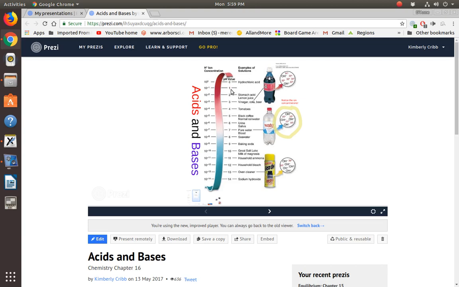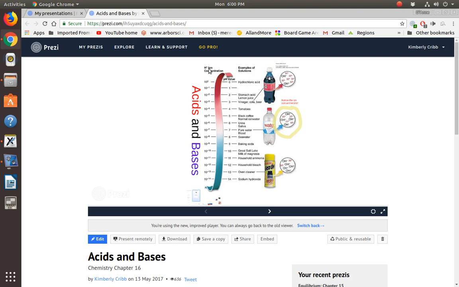And then the weaker the acid, 7 is neutral. And then it turns to base. And the stronger the base, the bigger the number for the pH. And so some strong bases are like sodium hydroxide. Oven cleaner is a strong base. Bleach is a base. So this is just the pHs right here. We'll be referring to those a lot.